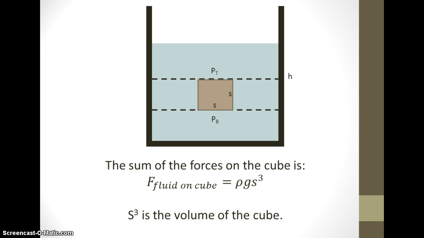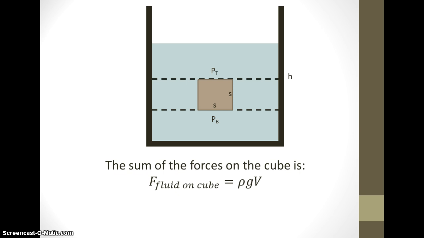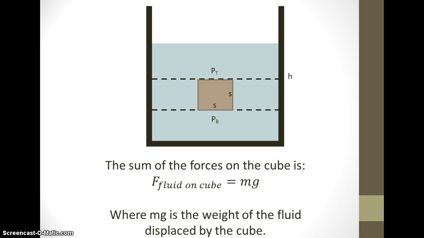But remember, s cubed is actually the volume of the cube, so let's replace that. And then we know that volume is mass divided by density. If we substitute that in for V, the density cancels out, and we end up with the force that the fluid exerts on the cube given by mg, which is in fact the weight of the fluid that's displaced by the cube. And so that is where our buoyant force comes from: this pressure differential between the bottom surface and the top surface, and we know that it's equal to the weight of the fluid that has been displaced.